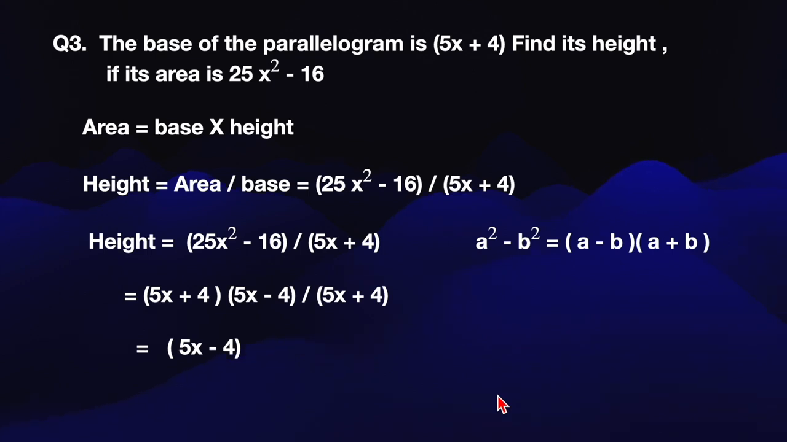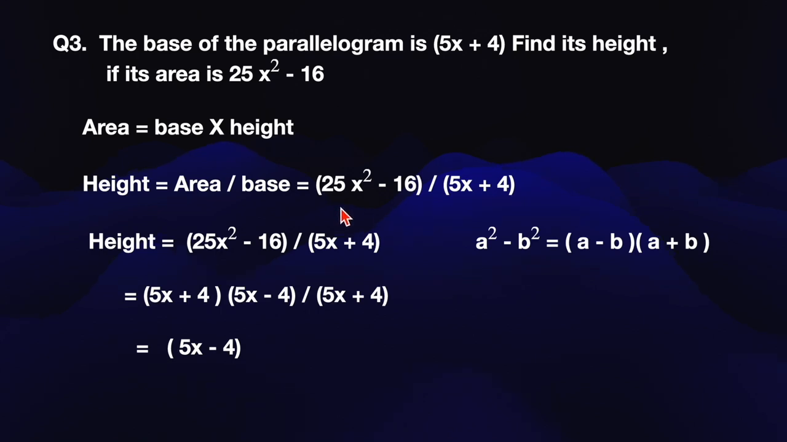Question 3. The base of the parallelogram is 5x plus 4. Find its height if its area is 25x square minus 16. So here let's write down the formula for the area of a parallelogram. Area is equal to base into height. So height is equal to area divided by base. The area is 25x square minus 16 divided by 5x plus 4.